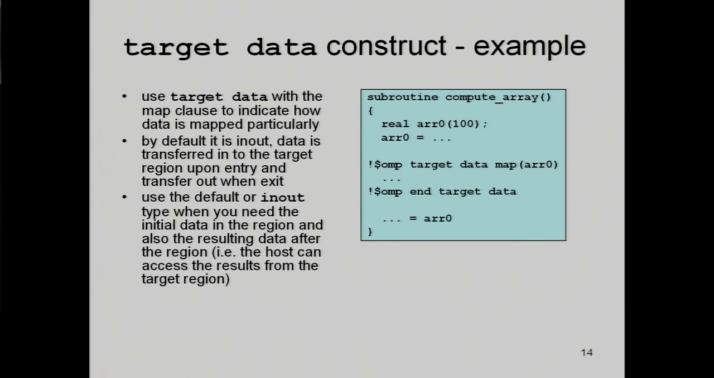Here's another example for the target data. This case is similar to the previous case, but I have some assignment statements to illustrate what's going on. As I mentioned, map just means in-out, so when we enter the target data region, whatever was initialized on the host will be available on the target device. At the end of the target data region, if array zero is modified, whatever the value is will be available on the host. That means we have a copy in at the beginning and a copy out.